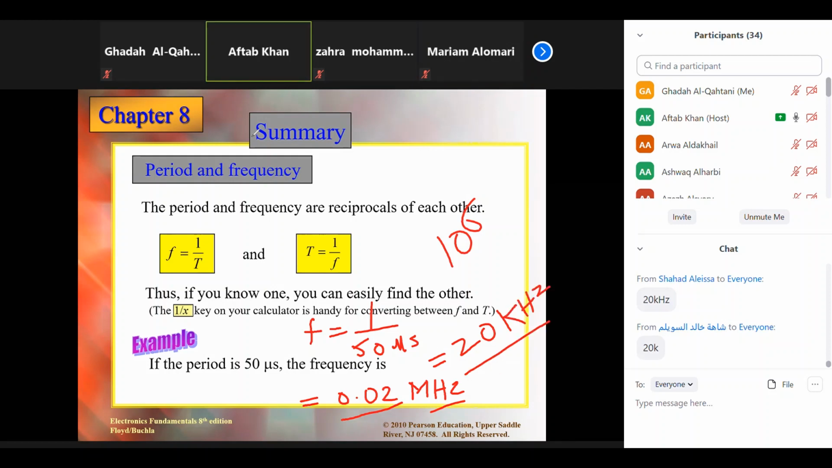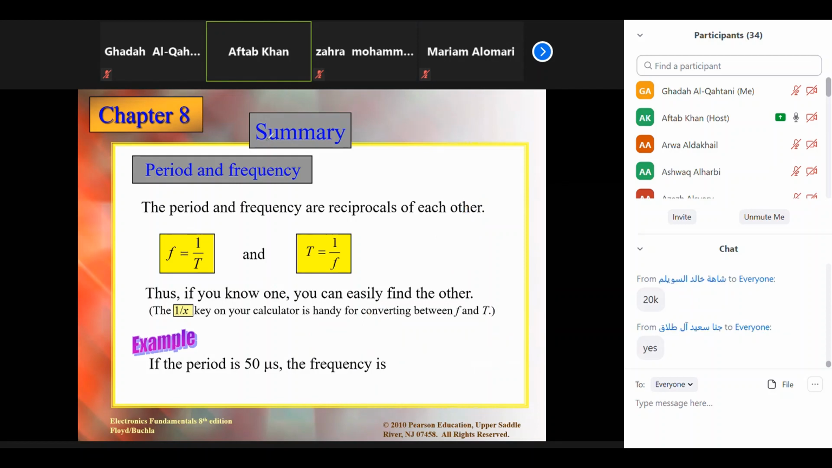It means that, all right, you can just change the units. You know how to do this one. So this is the frequency.